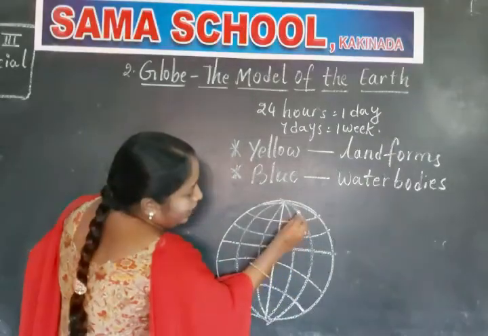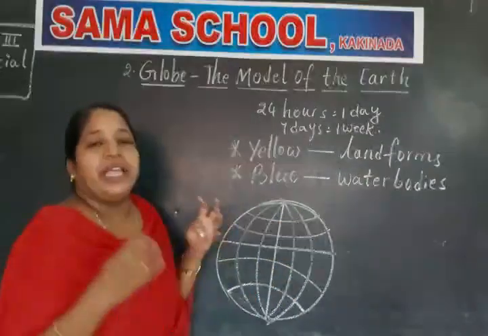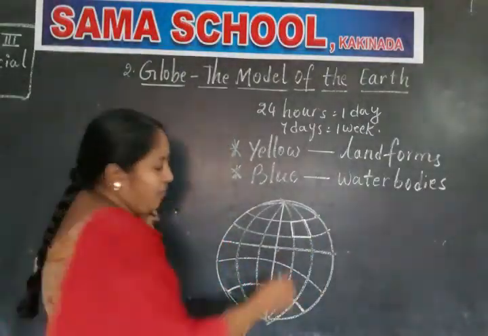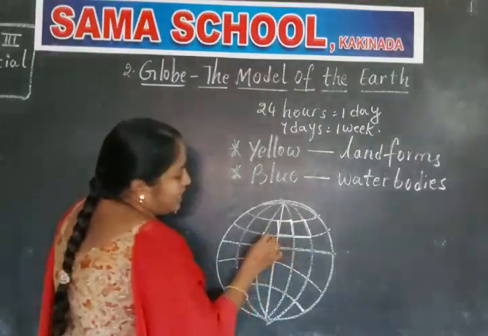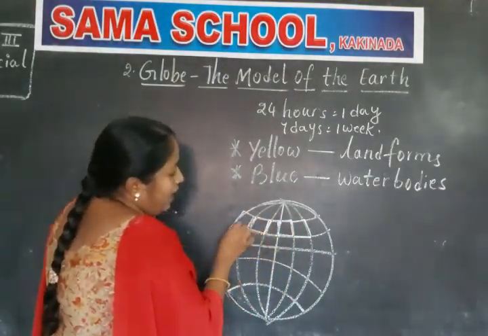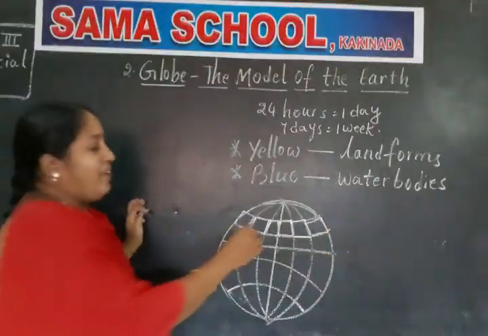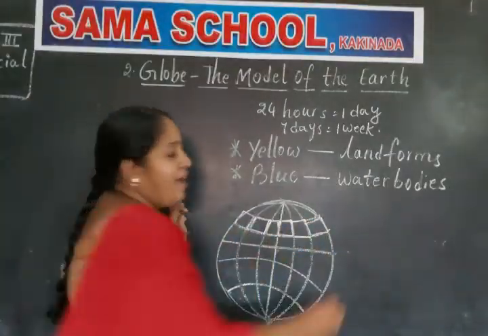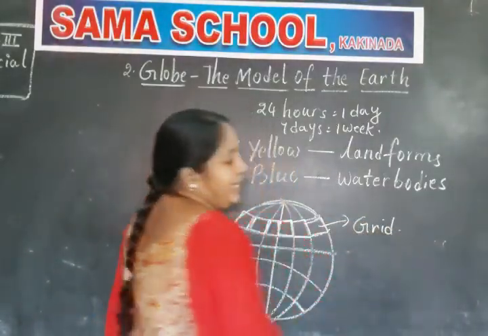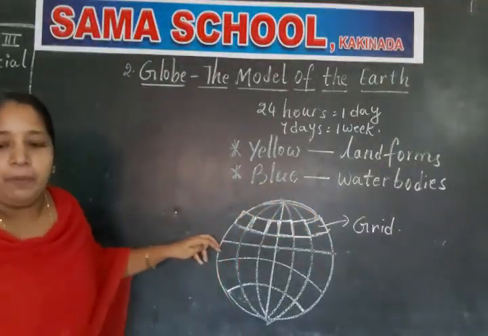See, this is one longitude and this is latitude. When they meet each other, they will form a box-like structure. Every time they meet, they form a box-like structure. When the latitudes and longitudes join with each other, they form a box-like structure that is called a grid. That is called a grid.